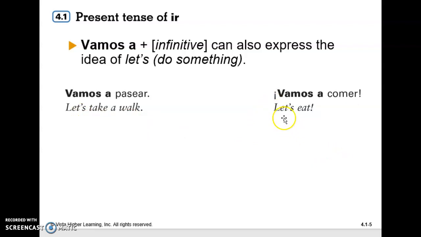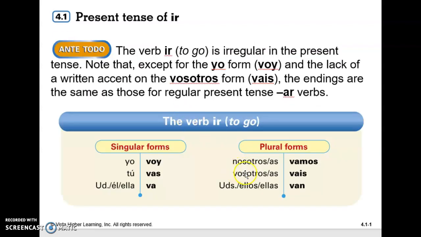Vamos a comer. Let's eat. Vamos a estudiar. Let's study. Vamos a trabajar. Let's work. Okay? So I hope that this is not too complicated.